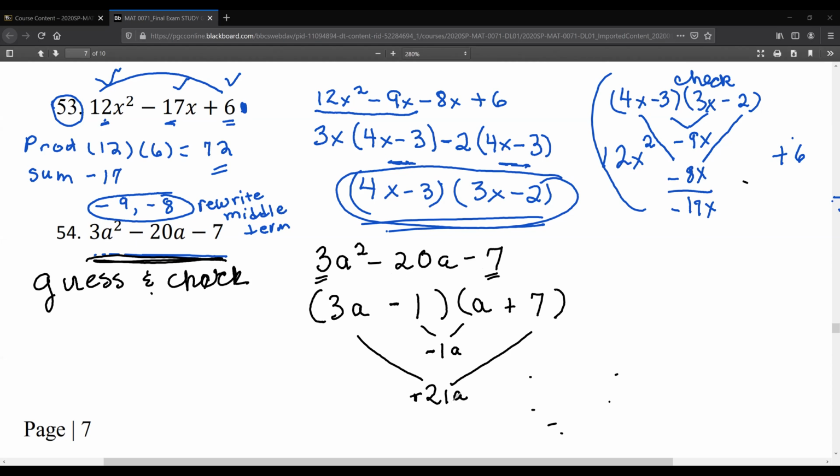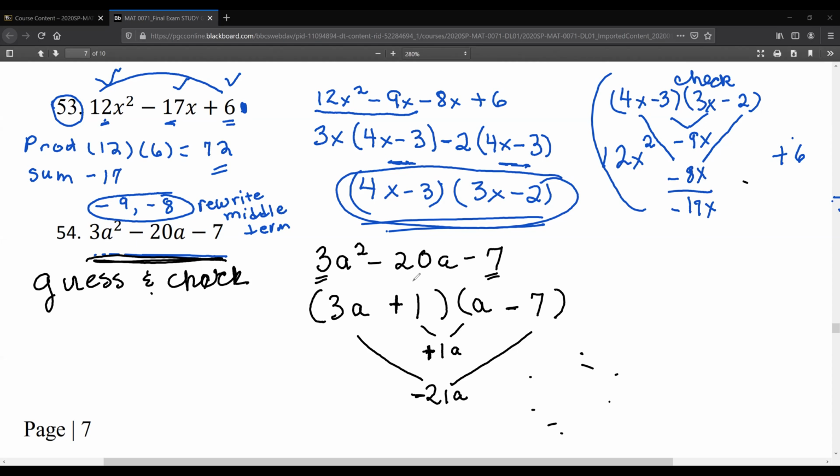Remember, we're guessing and checking. All right, so the 21 has to be negative. The 21 has to be negative. So that means that this 21 has to be negative, and this has to be positive. Again, we're checking the middle term. So when we multiply here, this should be +1 and -7. So the middle term is +1, and this right here is -21, and that's the middle term.